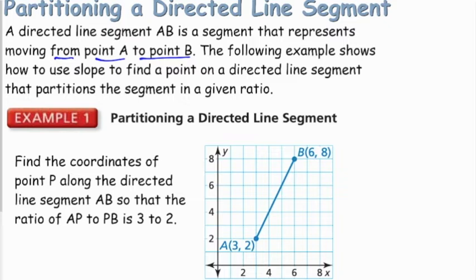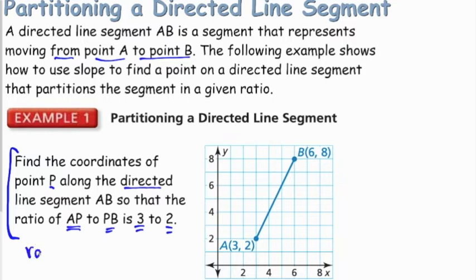And this is important when we talk about partitioning a line segment because we need to know which endpoint we're starting at. So the following example shows how to use slope to find a point on a directed line segment that partitions the segment into a specified ratio. If we read the problem, it says find the coordinates of point P along the directed line segment AB so that the ratio of AP to PB is 3-to-2. So AP represents 3 and PB represents 2.